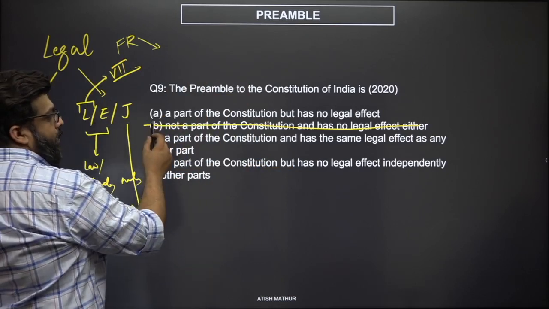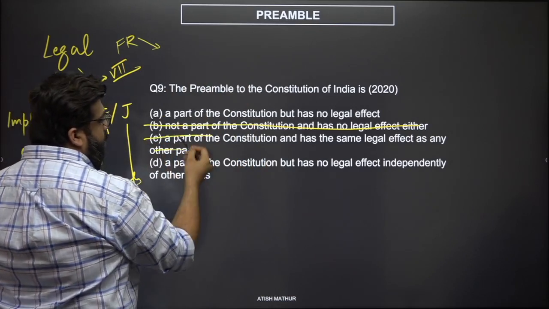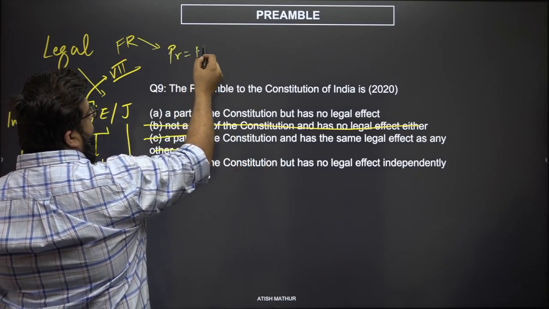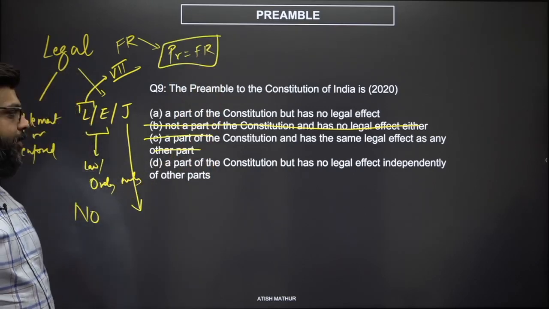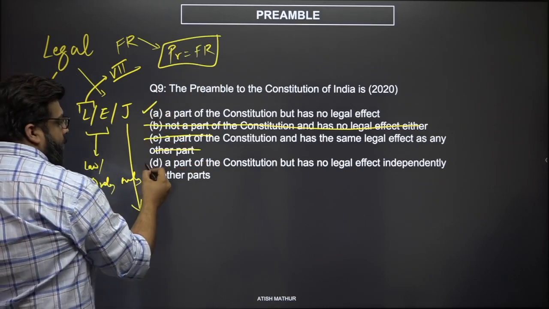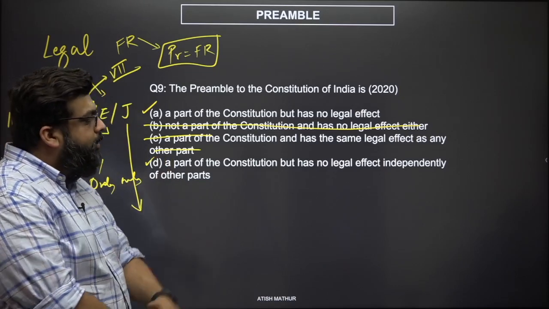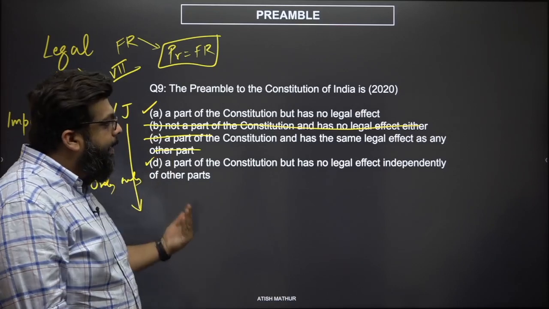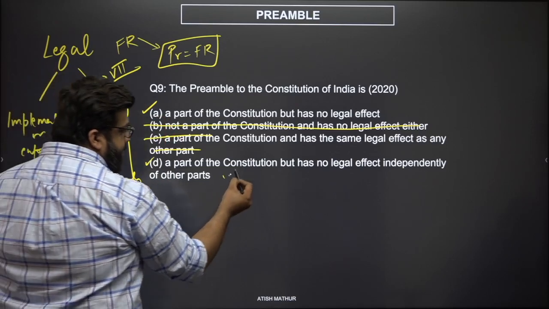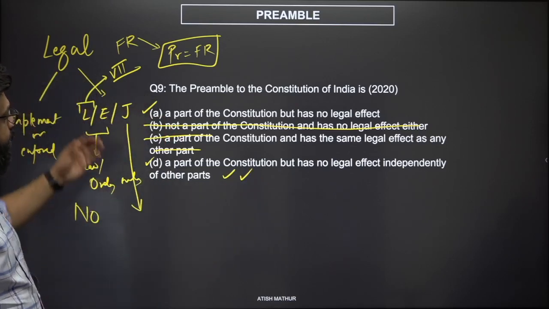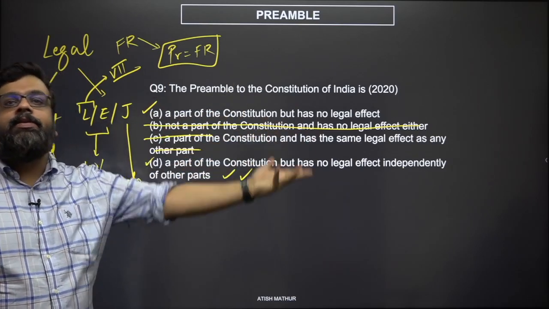So it is a part of the Constitution and has the same legal effect as any other part is wrong, because what you are saying here is the preamble and the fundamental rights have the same legal effect. The answer is obviously no. Apply the devil's advocate theory. Now you are left with option A and option D, a part of the Constitution but has no legal effect, a part of the Constitution but has no legal effect independently of other parts. Yes, between A and D, D seems to be the better choice, because you can make a law on the basis of the preamble and something else which is enforceable.